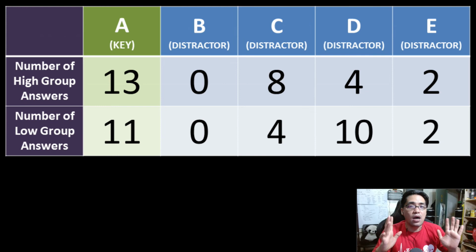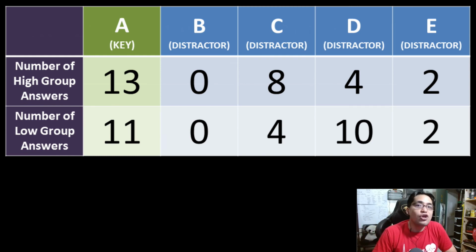Because there are 100 students who took this sample test, there are 27 students in the high group and 27 students in the low group. This particular multiple choice question has A as its key and it has 4 distractors. For the high group, 13 students answered A, which is the key, no student answered B, 8 students answered C, 4 students answered D, and 2 students answered E. For the low group, 11 students answered A, which is the key, no student answered B, 4 students answered C, 10 students answered D, and 2 students answered E.